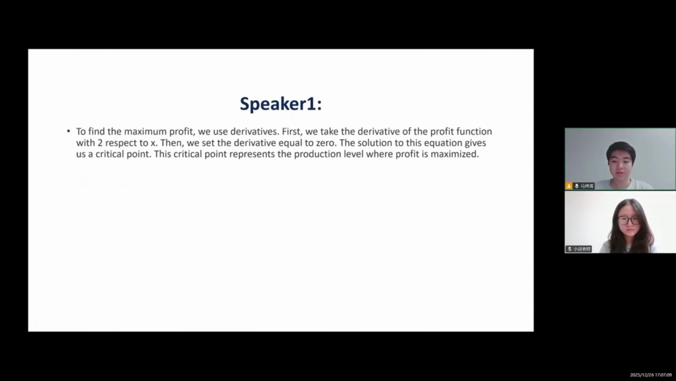To find the maximum profit, we use derivatives. First, we take the derivative of the profit function with respect to x. Then, we set the derivative equal to 0. The solution to this equation gives us a critical point. This critical point represents the production level where profit is maximized.